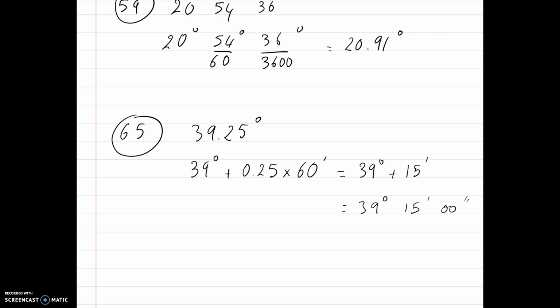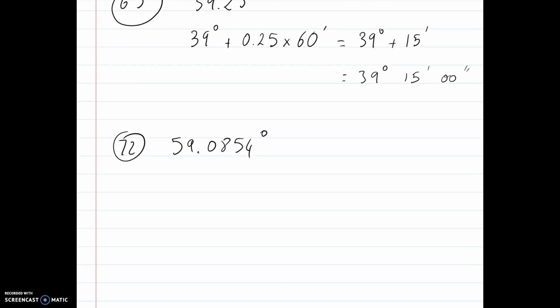Now if I want to do one with a second, number 72 is a good example. So problem number 72, we got 59.0854 degrees. That means we're having 59 degrees plus 0.0854 minutes.